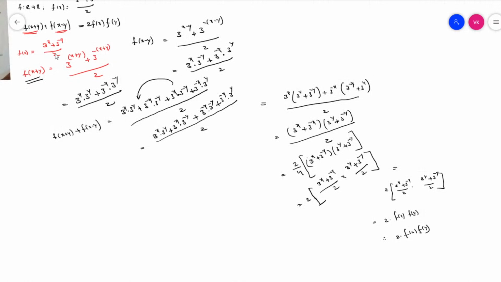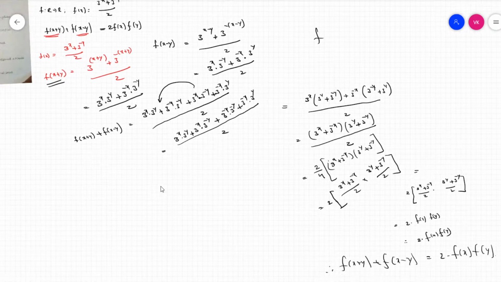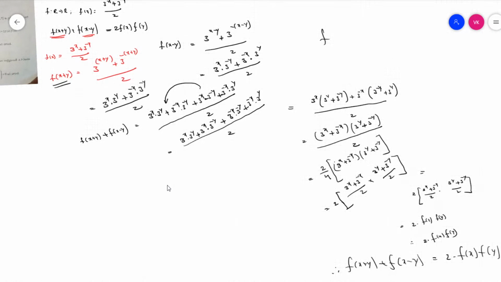Okay, now the question is given, finally we can write, therefore f of x plus y plus f of x minus y is equal to 2 into f of x into f of y. That's the answer. In this way we can easily prove that. And let's go for the next question.